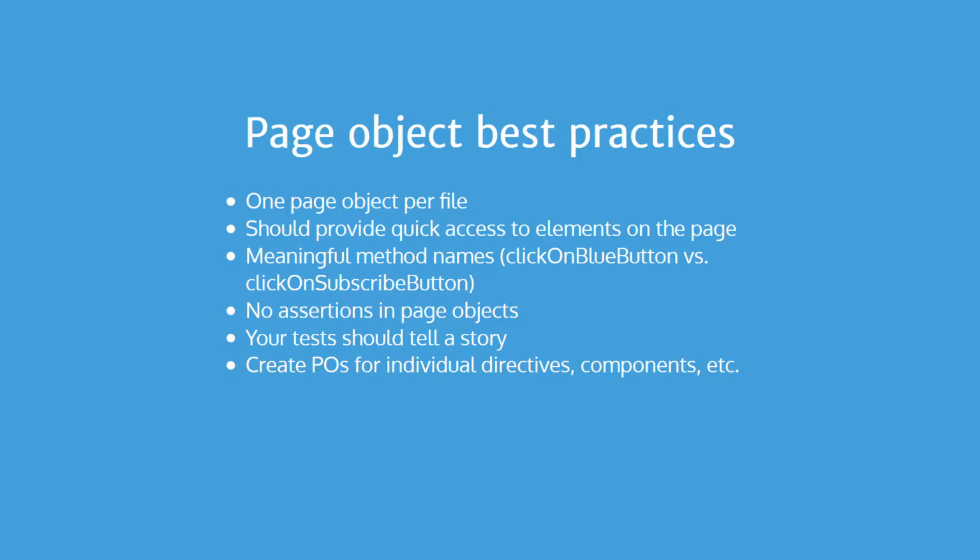The first rule is very simple. If you did some object-oriented programming before, you have worked with classes. Usually you put one class in a file. This is the same with page objects. You should put one page object in a single file and no more than that.